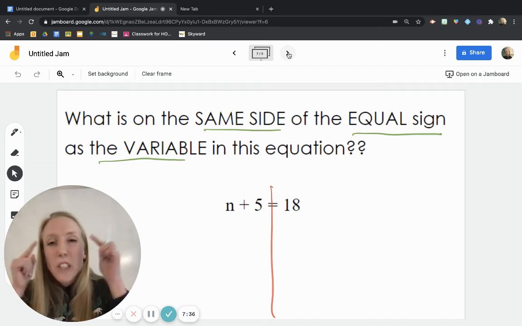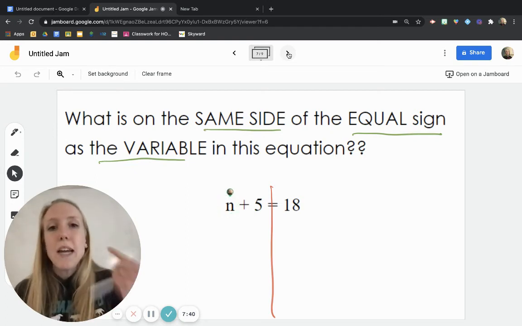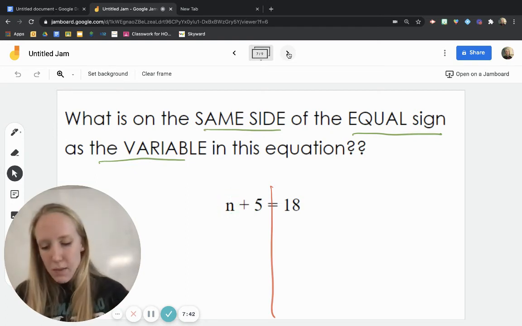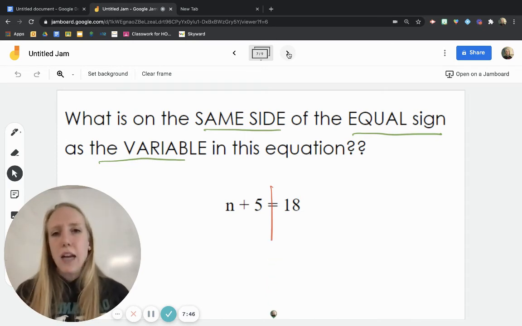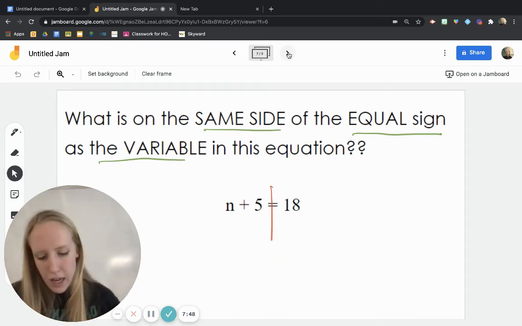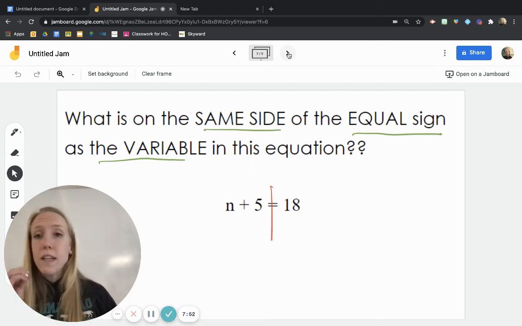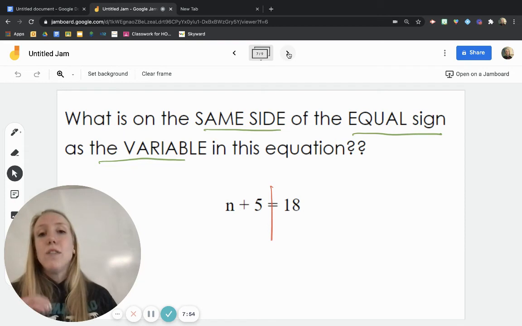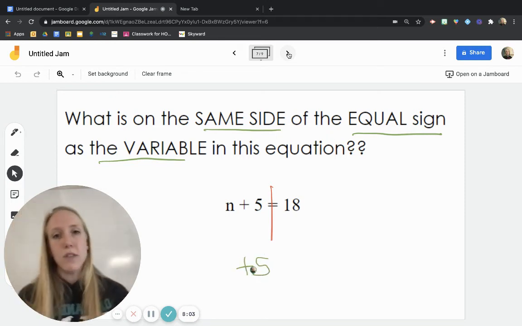Now I want to see what's on the same side with the variable. So if the variable is n, I want to see what's right next to n. What is on the same side with n? I see that it says plus 5. So what is on the same side as the variable is plus 5. So your answer for this would be plus 5 is on the same side as the variable.